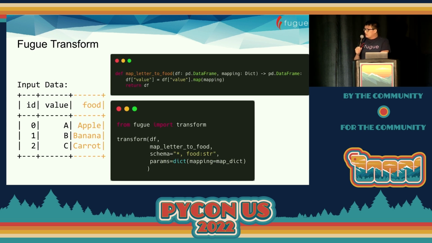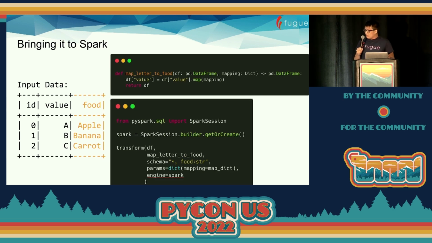And this will work on Pandas, but what happens if we want to bring this to Spark? All we have to do is specify the engine, and the engine is just a Spark session, and we also support Dask at the moment. Using the same function, all we have to do is change the engine, and then the code will run on Spark or Dask.